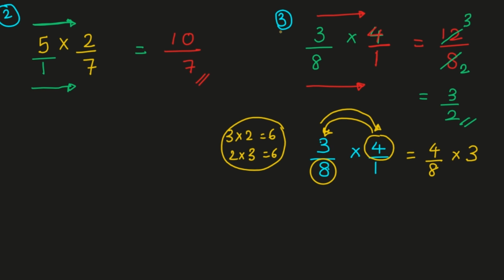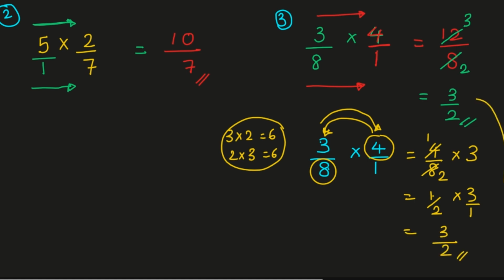Understood? So if it is like this, then I can divide both the numerator and the denominator by 4. 4 divided by 4, it's 1. 8 divided by 4, it's 2. So now what? 1 upon 2 into 3. The answer is 1 into 3, it's 3. 1 into 2, it's 2. See? Both these answers are the same.